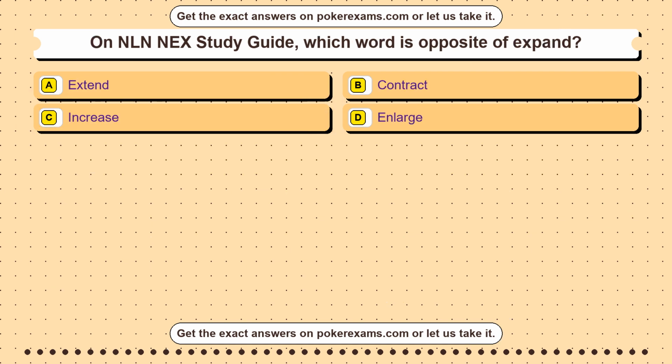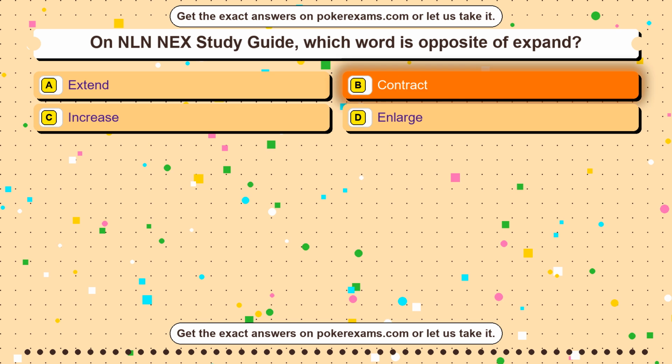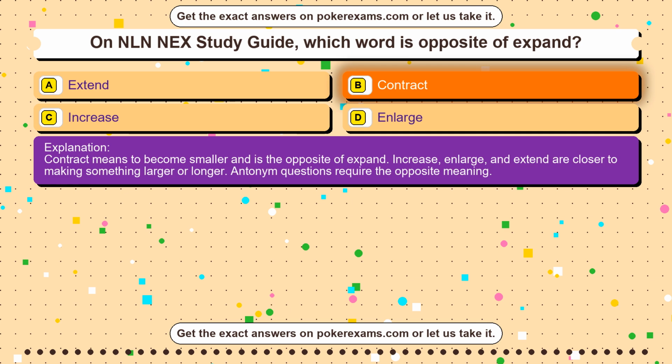Question 44. On NLN NEX Study Guide, which word is opposite of expand? Option A extend. Option B contract. Option C increase. Option D enlarge. The correct answer is option B. Contract means to become smaller and is the opposite of expand. Increase, enlarge, and extend are closer to making something larger or longer. Antonym questions require the opposite meaning.